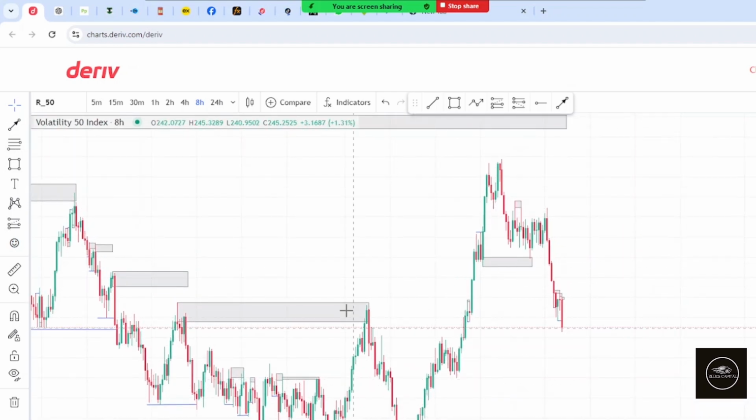So since the market mitigated the demand zone, this is a demand zone. The market mitigated the demand zone, pushed to the upside, breaking this. This is the internal highs. Remember, the external structure and the internal structure is on my YouTube channel.